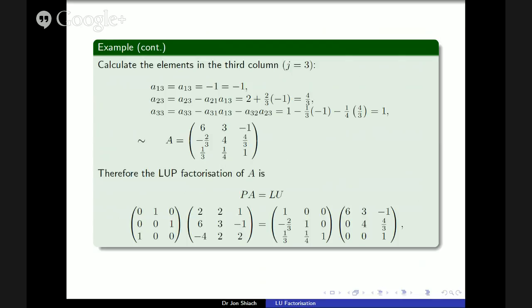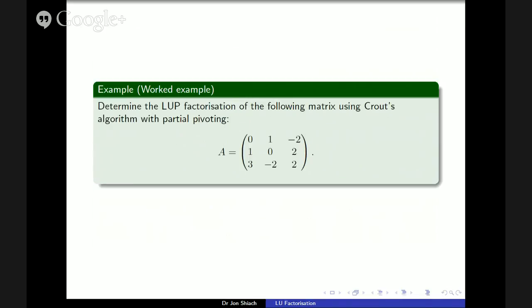So that's Crout's algorithm, LUP. It looks at first glance more complicated than elementary matrices, but it's a lot easier when we're dealing with large matrices. So when you have to code this up, it's a lot easier. This is the last thing we're going to look at this morning.